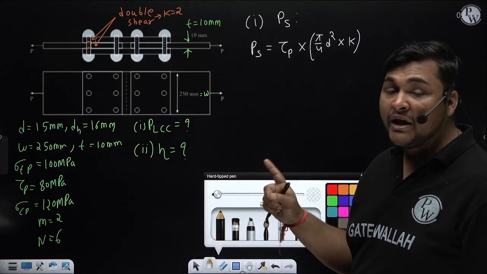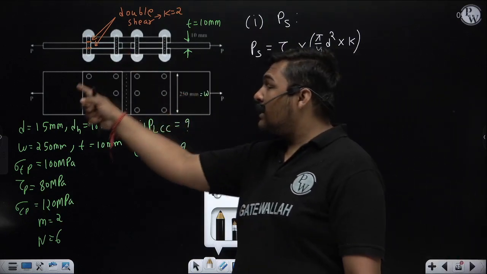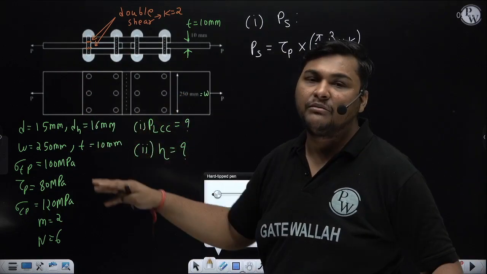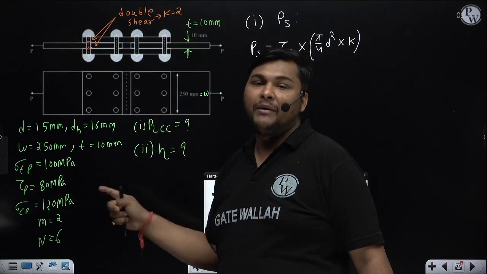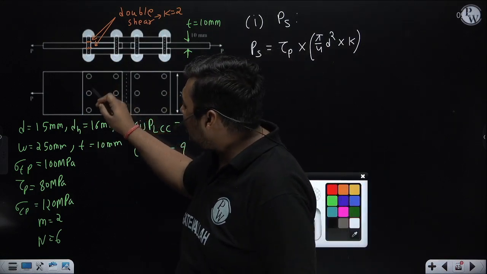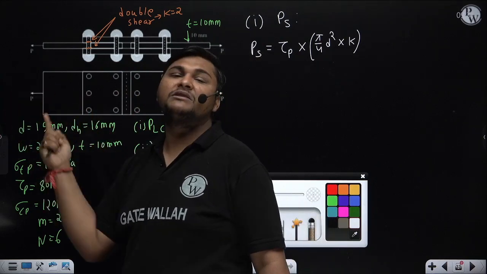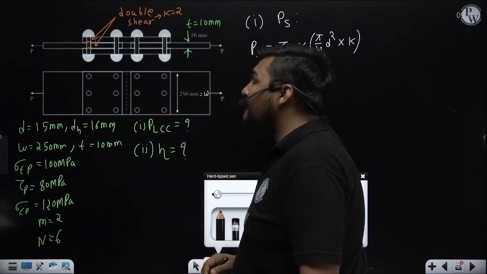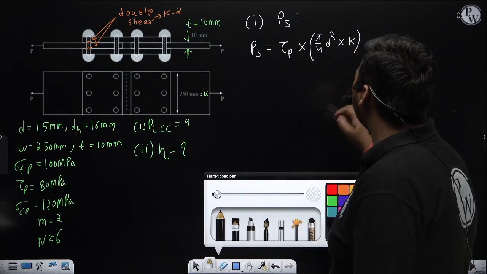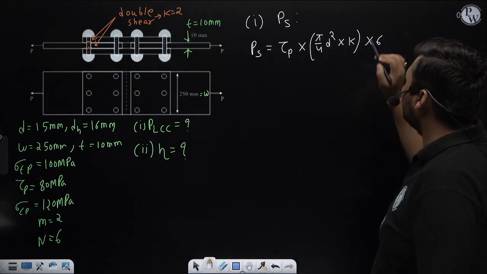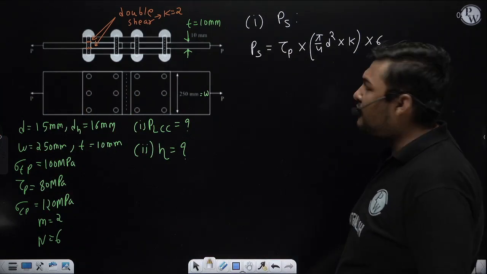Be careful with butt joints. Don't see the overall total number of rivets of the entire system. See the number of rivets per plate. Because when shearing of all these rivets of this plate occurs, suppose this plate is plate A, this plate A will get separated. So here the number of rivets per plate is 6. So we will multiply this with 6. So it is the shearing load carrying capacity of this system.